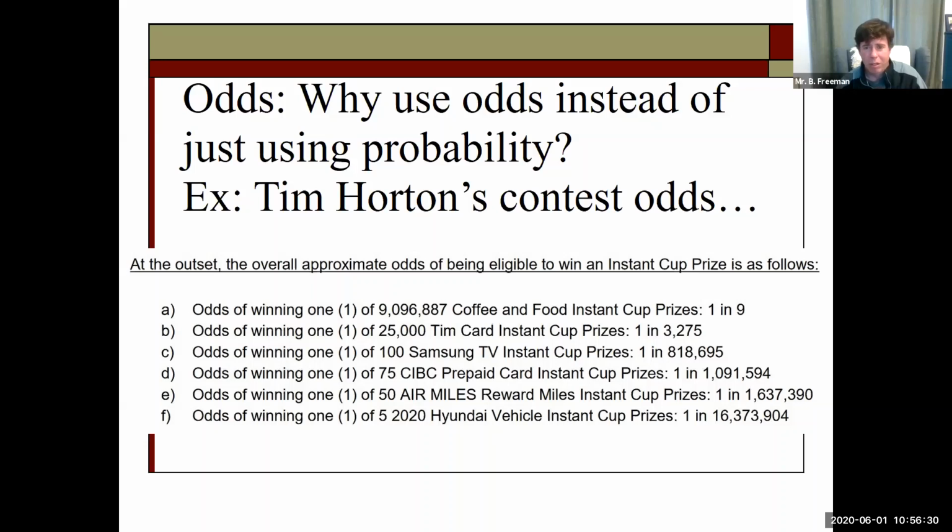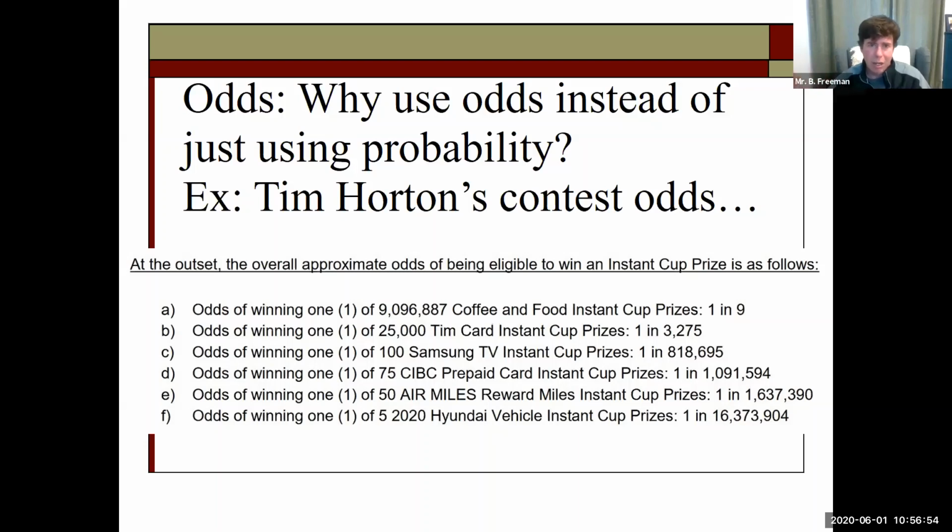So if you're running a contest, you want people to buy lottery tickets, you want them to buy more cups of coffee so that they participate. And Tim Hortons is a great example of it. It says right on their cups, right on their posters, that the odds are 1 in 9. And notice that is not a probability. If it was a probability, it would be 1 divided by 9, and it would show as a %.